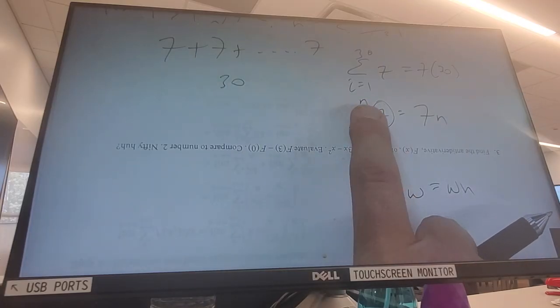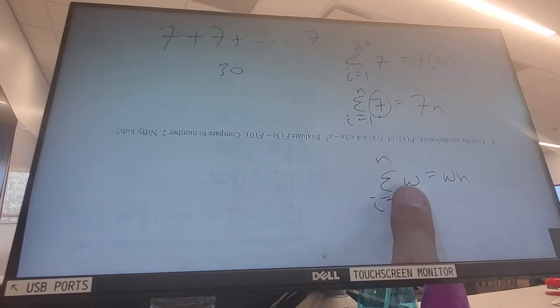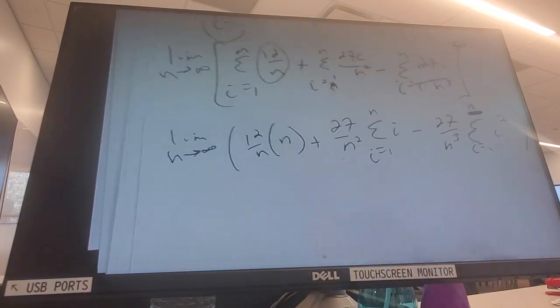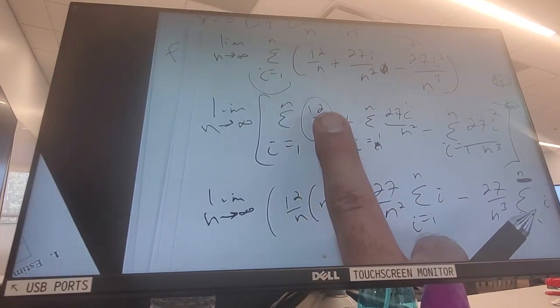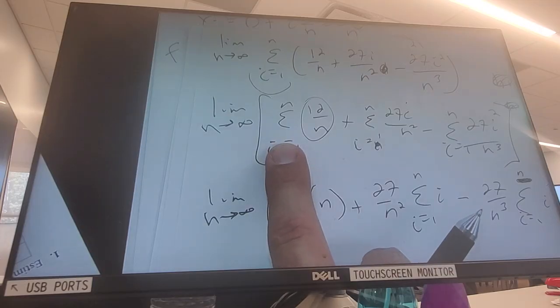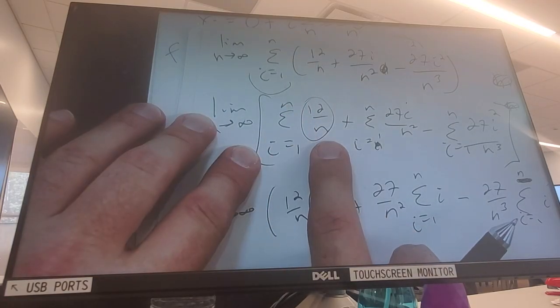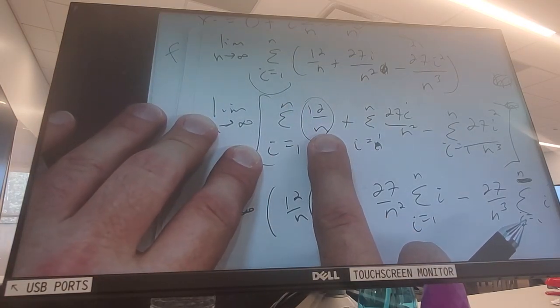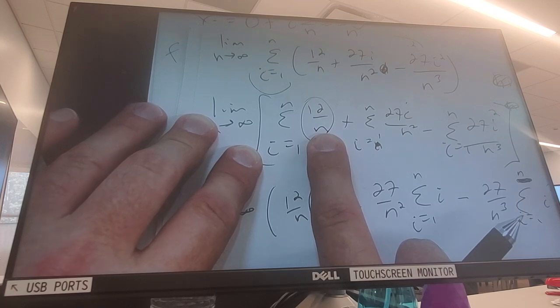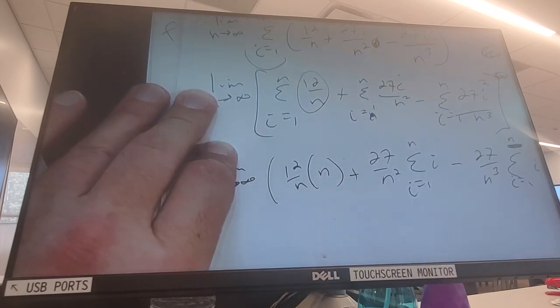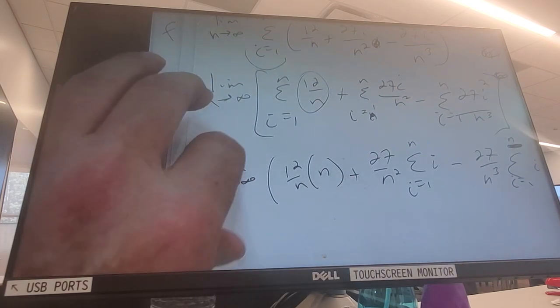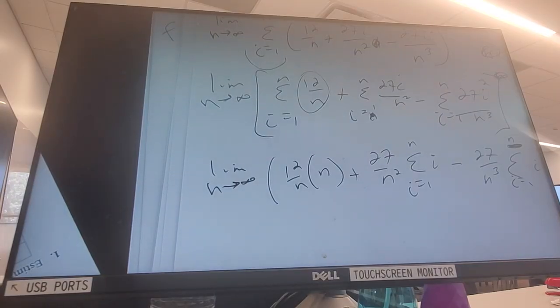7's a constant, so I have n 7s, 7n. I have n w's, wn. Here, 12 over n is a constant, according to the sum. How many 12 over n's do I have? N of them. So I have n 12 over n's. Just like I have n 7s, so it's 7n. Go ahead.